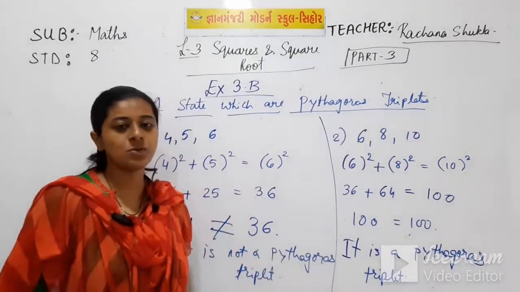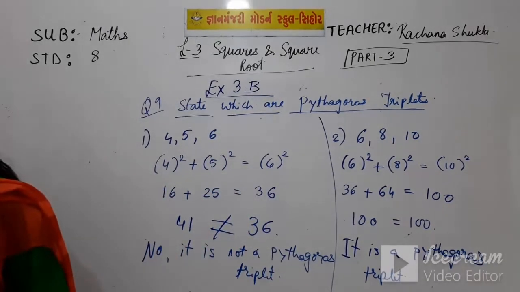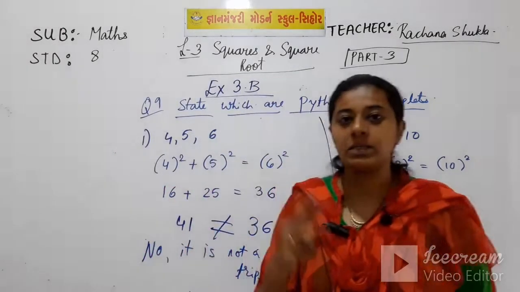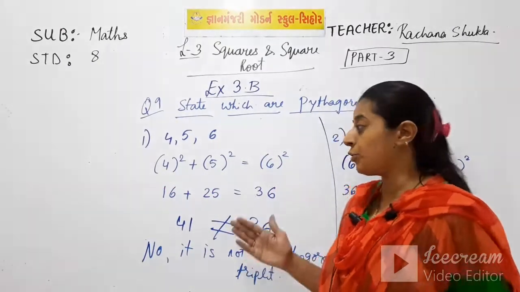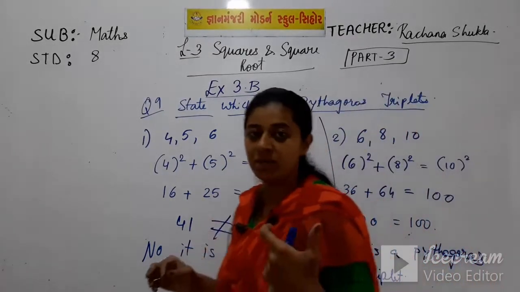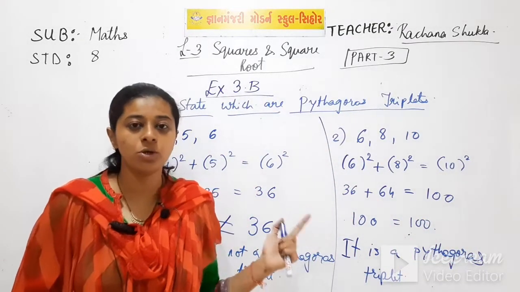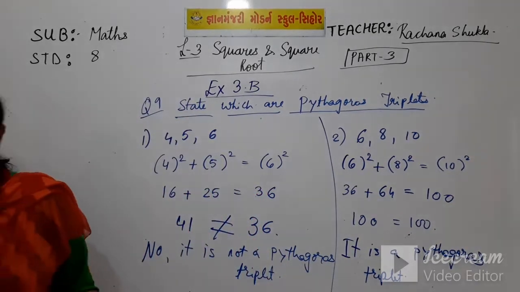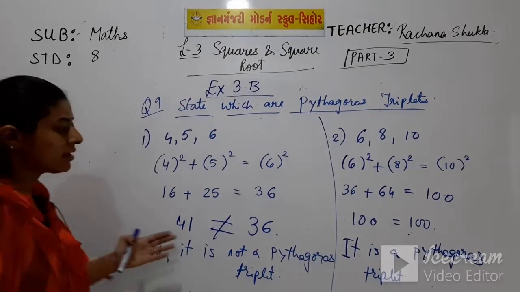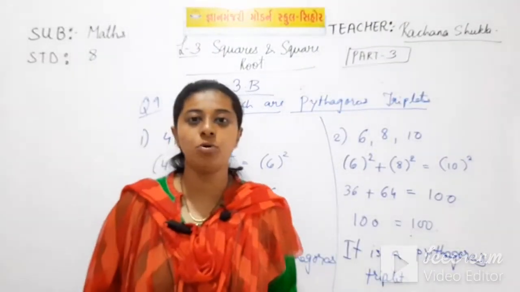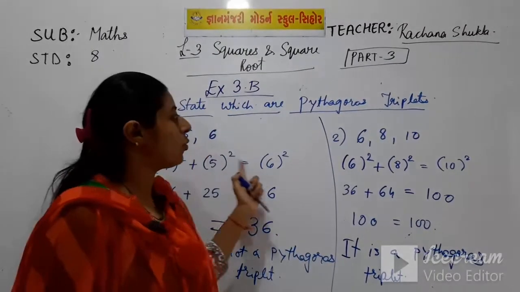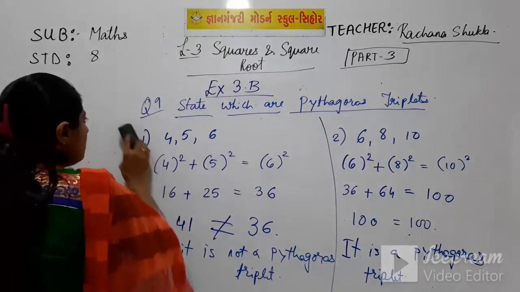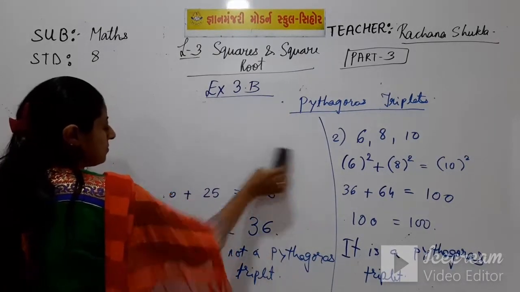Okay students, like this way you will solve question number 9. The remaining two questions, the third and the fourth one, you will do by yourself. Coming to the next question of the exercise, that is question number 10. Write down all these things in your fair book. Question number 9, 1, 2, 3, 4 by yourself.